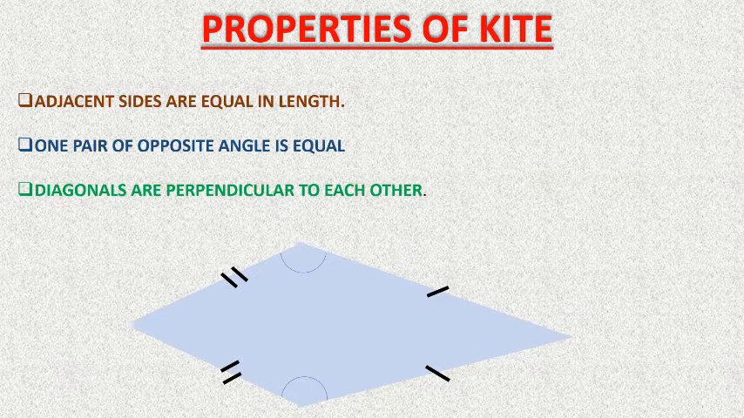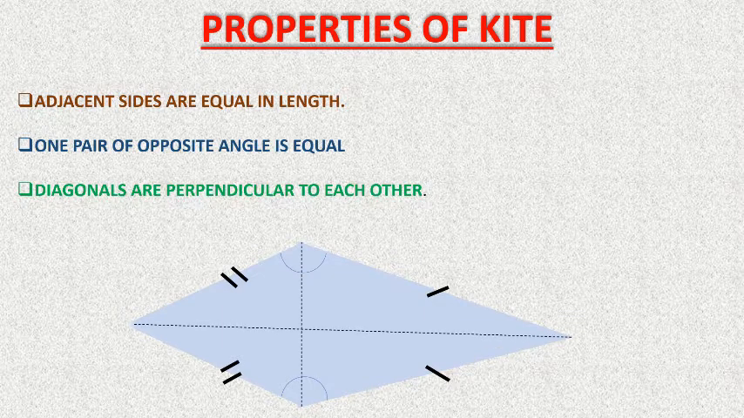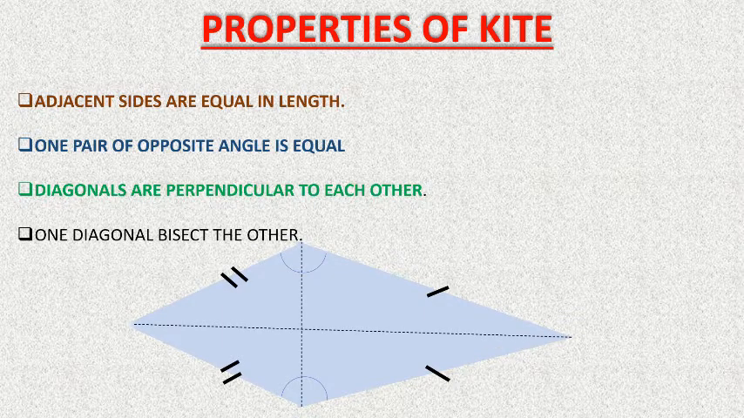Diagonals are perpendicular to each other, means if you draw the diagonals, they intersect at 90 degree, and one diagonal bisects the other, means if the two diagonals intersect, one bisects the other, like this. As you can see here, this diagonal is intersected by the other in equal halves, 3 and 3. I hope you have understood.